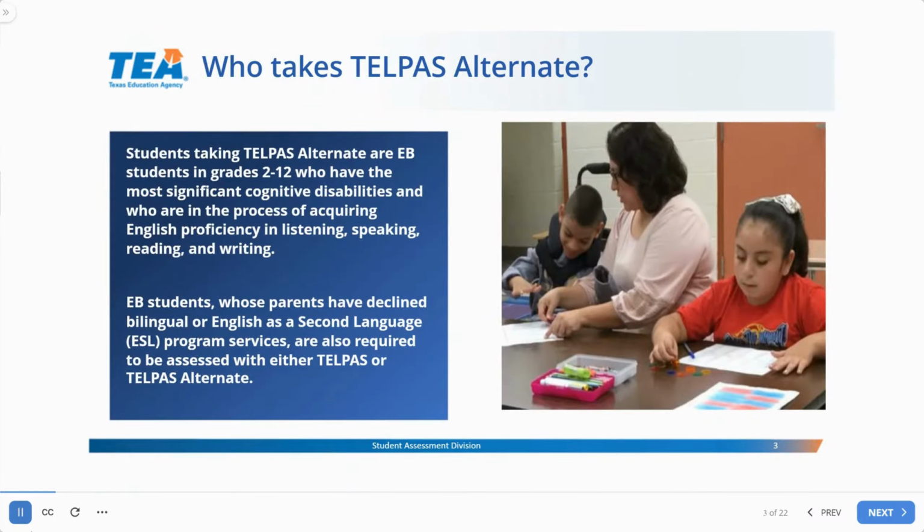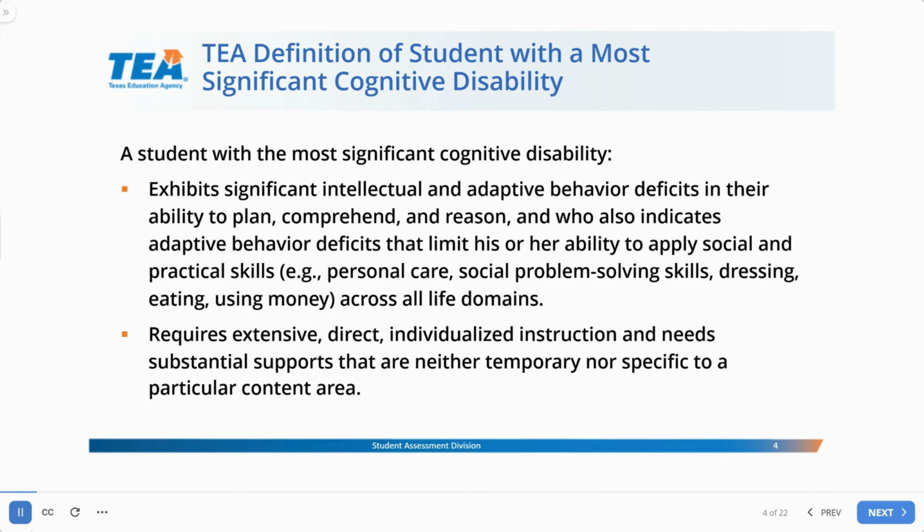Students who are eligible to be administered TELPAS Alternate are EB students in grades 2 through 12 who have the most significant cognitive disabilities, and who are in the process of acquiring English proficiency in listening, speaking, reading, and writing. Even EB students whose parents have declined bilingual or English as a second language program services are required to be assessed, either with TELPAS or TELPAS Alternate.